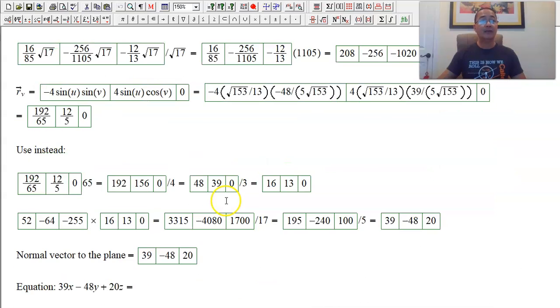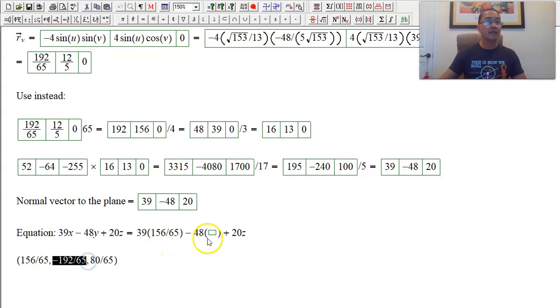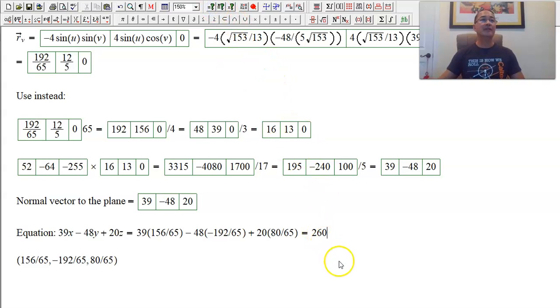Okay, and remember this time we cannot ignore the 65s. So let's put the point here. Copy that to the right. Multiplied by 156 over 65. 48 times y. Y is minus 152 over 65. And z is 80 over 65. Okay, so that becomes 260, yay.